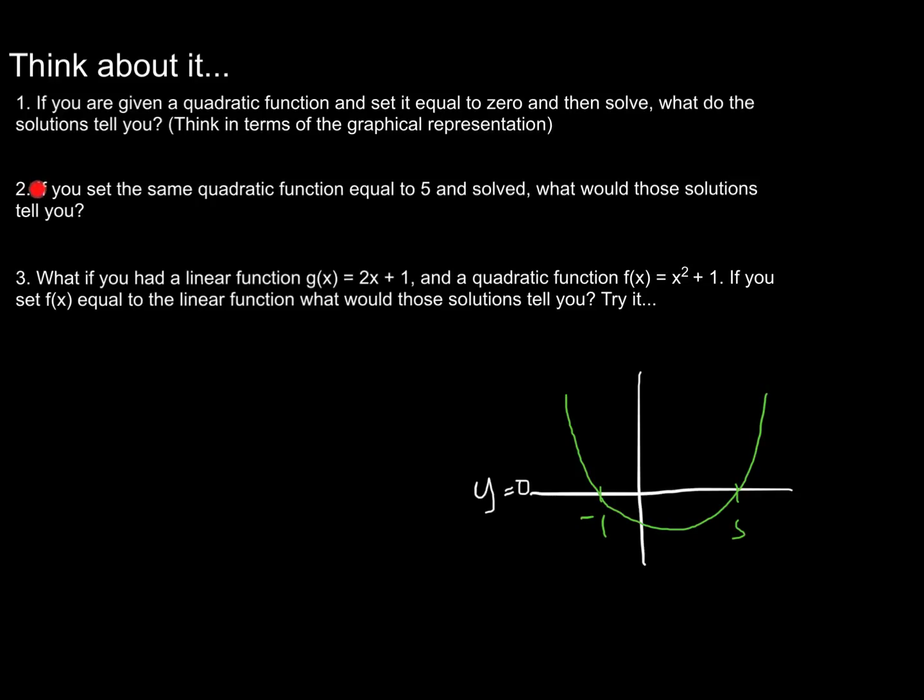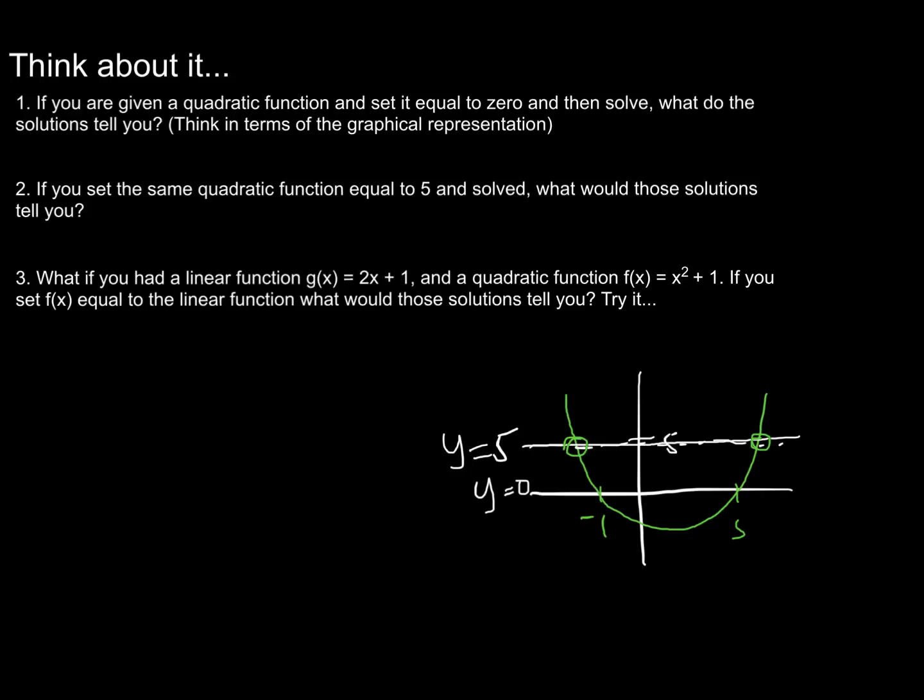Okay, secondly, if you set the same quadratic function equal to 5 and then solve, what would those solutions tell you? Well, just like setting it equal to 0 told us where the quadratic function intersects the line y equals 0, now we would know where the function intersects the line y equals 5. Where is this function intersecting the line y equals 5?